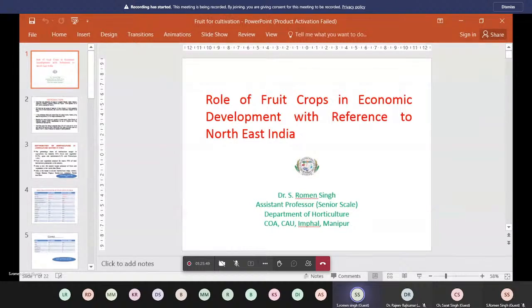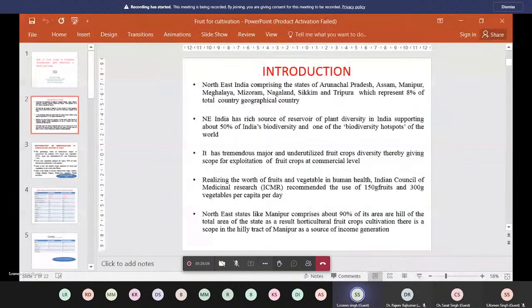At present, sir, Northeast India constitutes about 8% of India's total geographical area. It comprises about 50% of India's biodiversity, and it is one of the hotspots of biodiversity in India. In India, mainly the Western Ghats and Northeast India are the two parts where germplasm conservation is taking place.